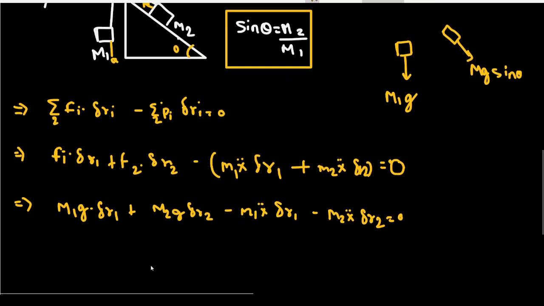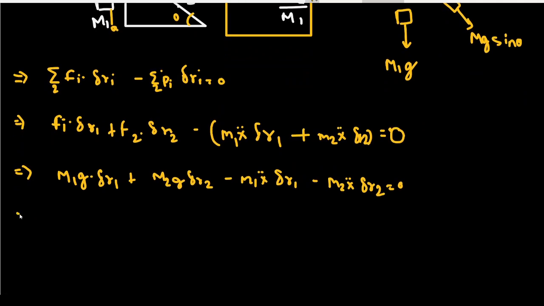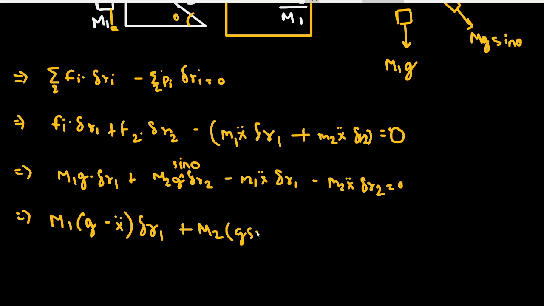Now what I can do is take common the m1 and m2 masses. Let's take m1 common: m1 times g minus x double dot, into del r1. In the second term it is m2 g. I think I have forgotten the sine theta, because it's on the block and the sine theta component will be there. Taking m2 common, this becomes m2 times g sine theta minus x double dot, into del r2, is equal to 0.